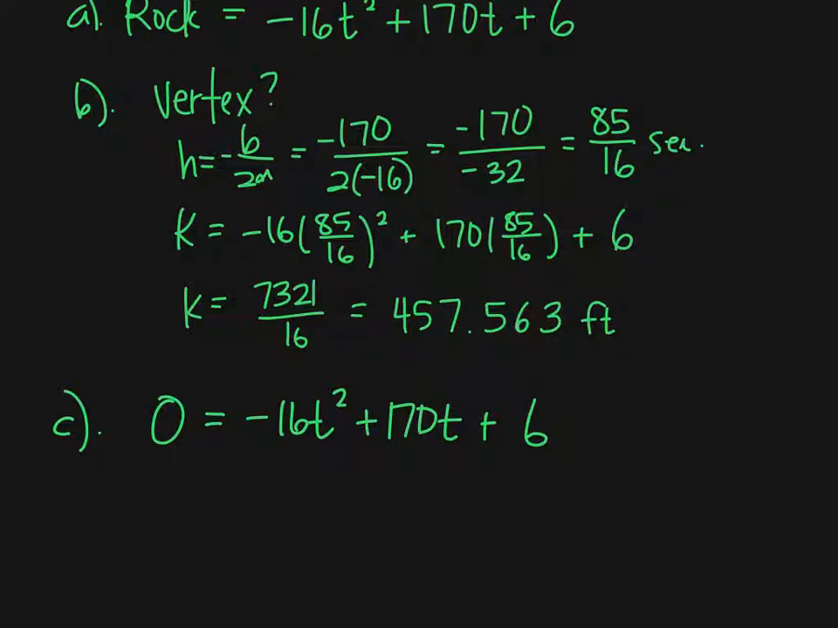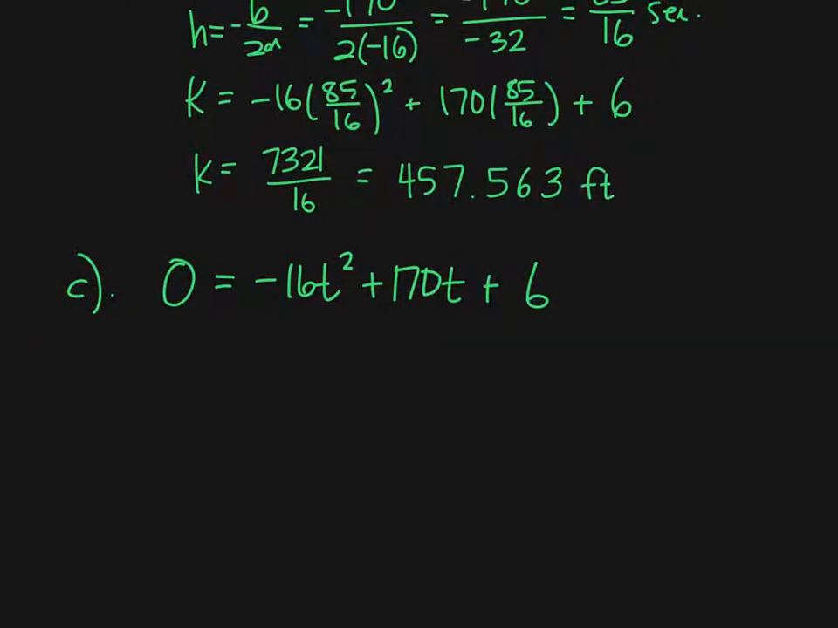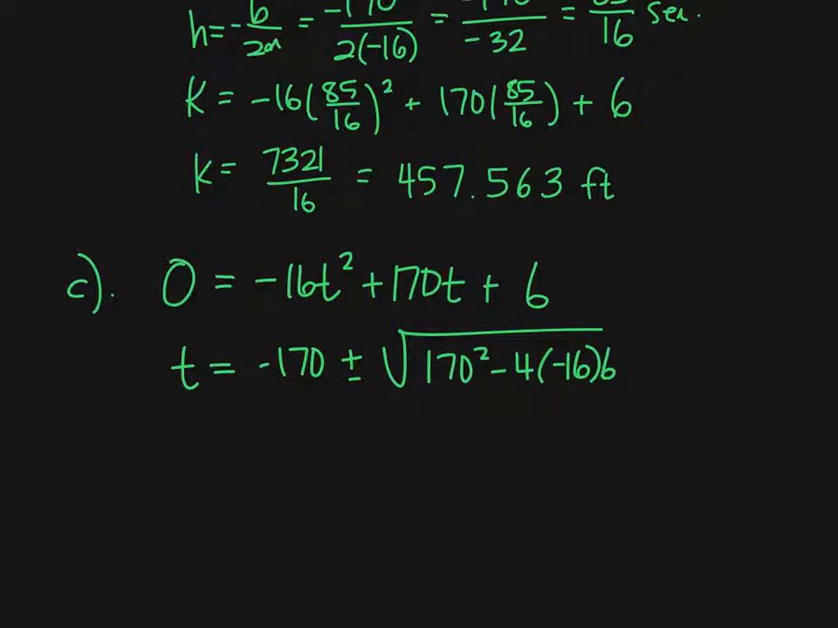There you go, quadratic formula. That's always how you solve a squared thing when it's set equal to 0. So we've got x equals negative b. Our quadratic formula will give us that time is going to be negative 170 plus or minus the square root of 170 squared minus 4 times negative 16 times 6, all over 2 times negative 16.